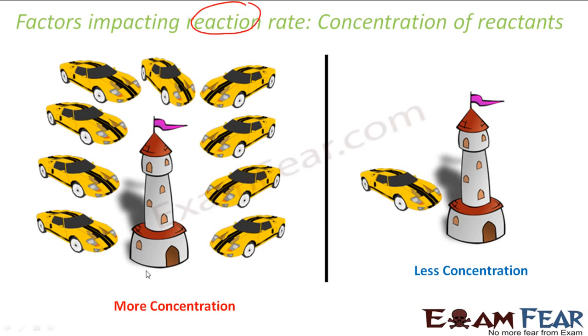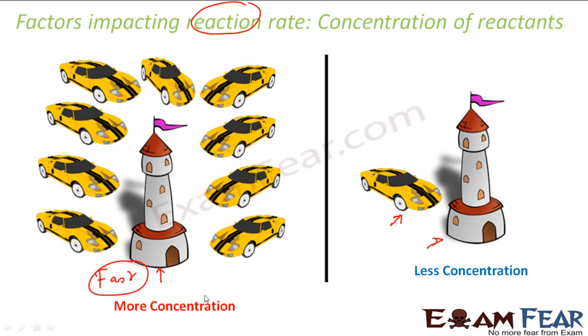On the left hand side, you see more concentration; on the right hand side, less concentration, right? The target is still the same. Now one car is being assigned to break this tower. In this case, instead of one car, we have almost 9 cars. Obviously this will be fast, right? 9 cars can break this tower more easily than one car.